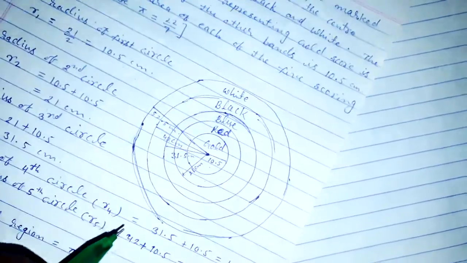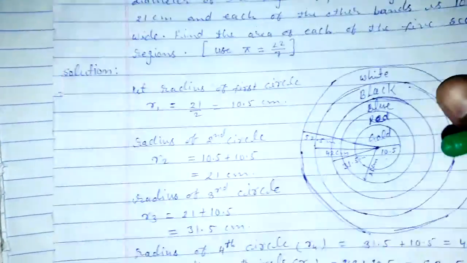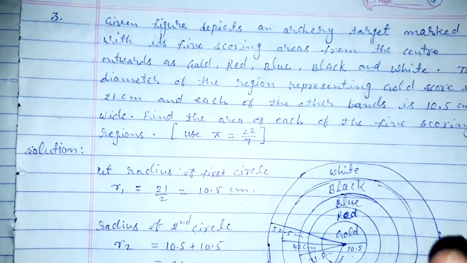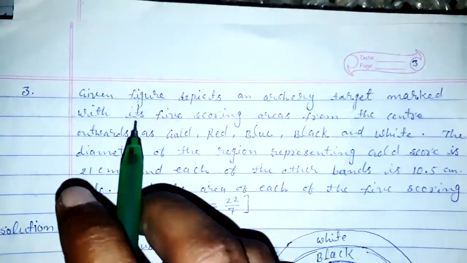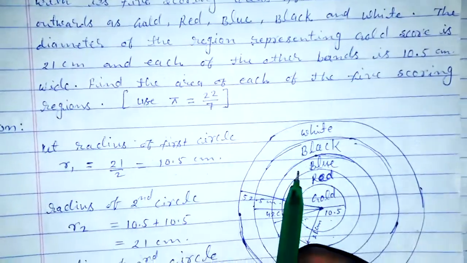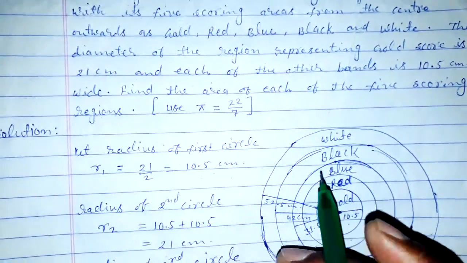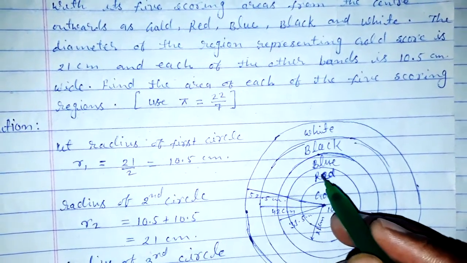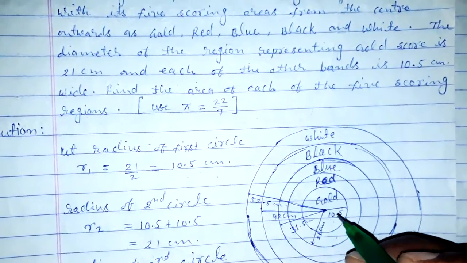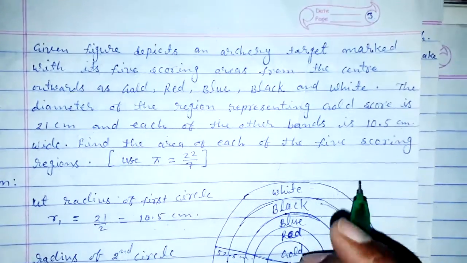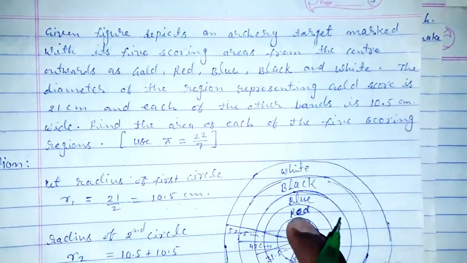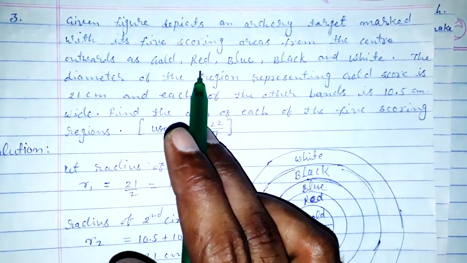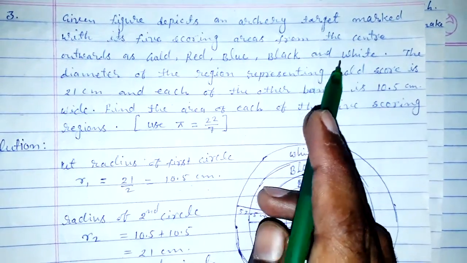Next question is the third question. This is a lengthy question but not difficult. In the given figure, there are 5 regions: gold, red, blue, black and white. Simply, this is a target marked with 5 scoring regions: gold, red, blue, black and white.